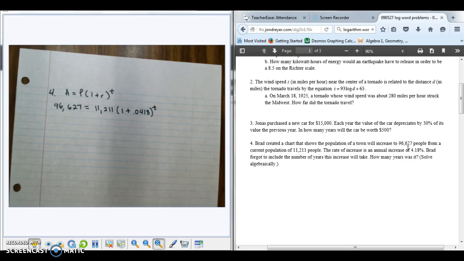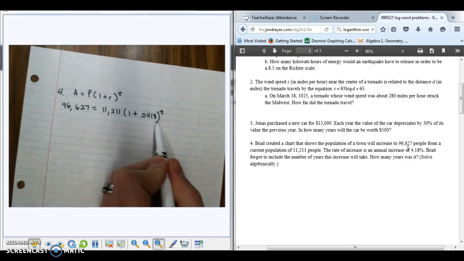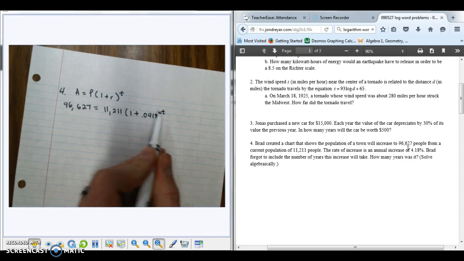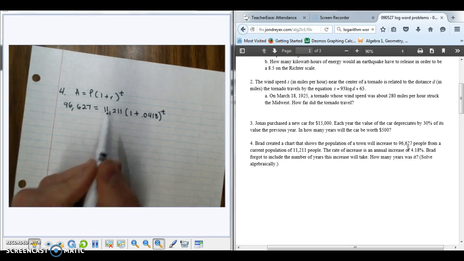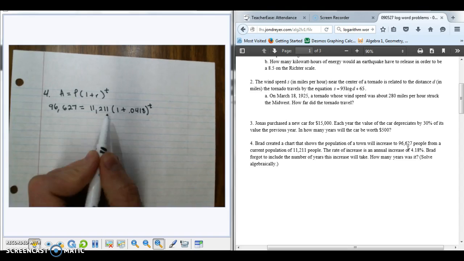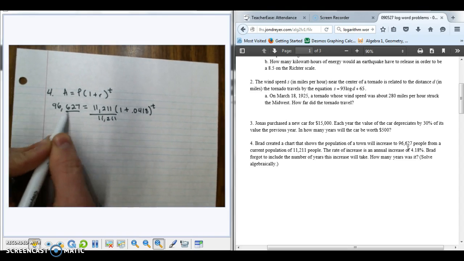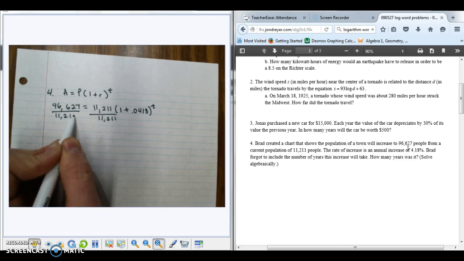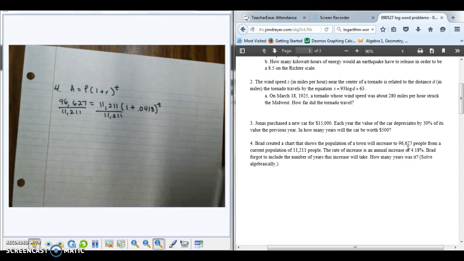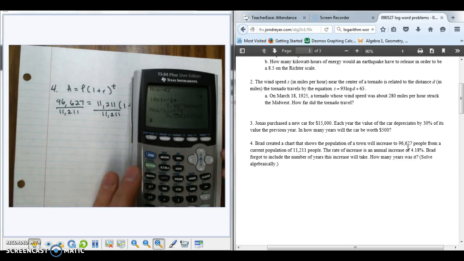All right, so from here, I want to be able to get this part all by itself so that I can rewrite it as a log. That means I have to get rid of this thing first. How do I get rid of 11,211 times that? Divide by 11,211. And then when you do that, you get a calculator, and you actually type it out.